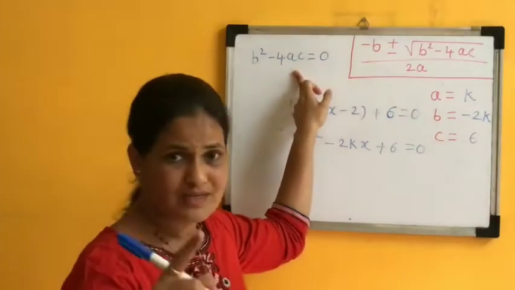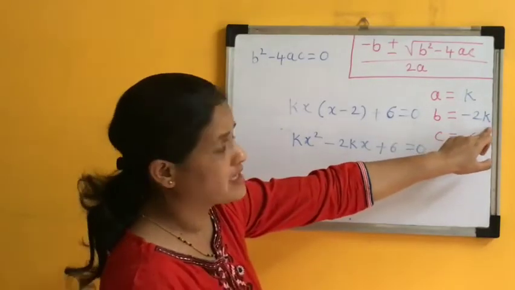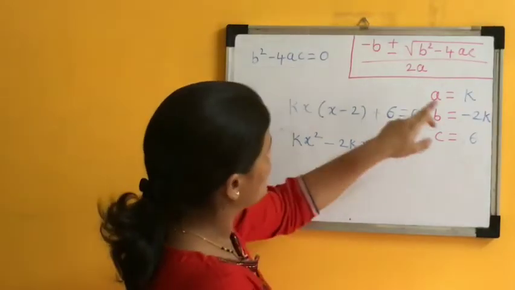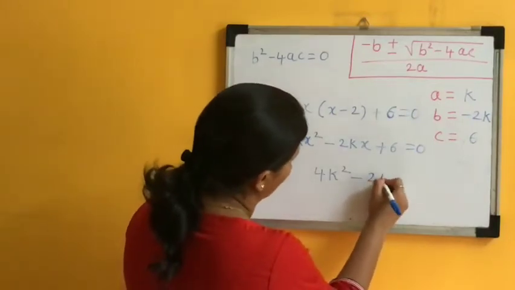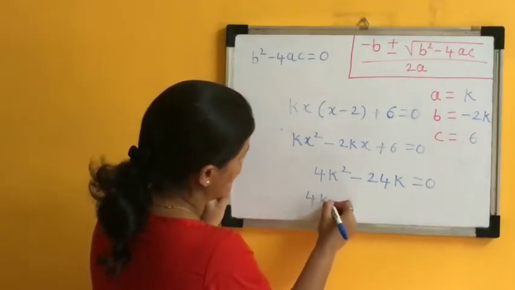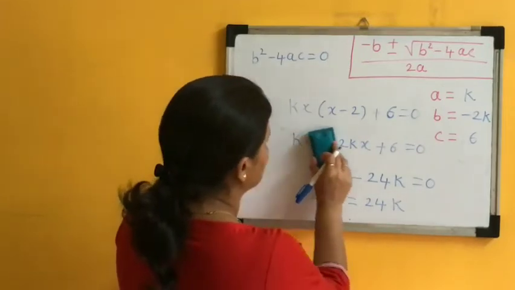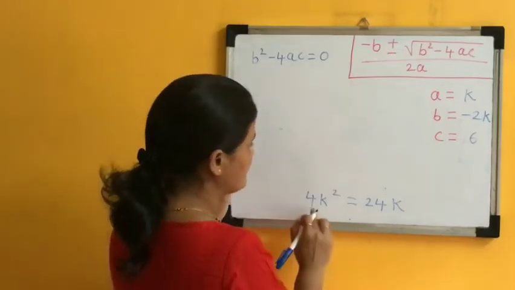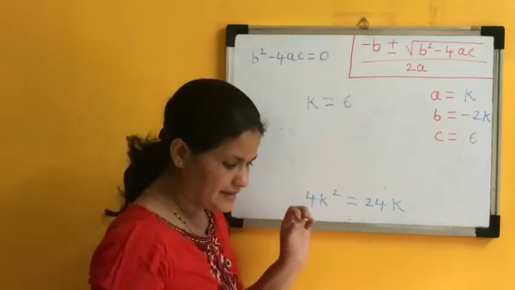So let's put these values in. B square minus 4ac equals to 0. B square is minus 2k का square है 4k square. And 4ac is what? 4 6 are 24. 24k. So 4k square minus 24k equals to 0. That means what, friends? 4k square equals to 24k. Now let's divide both sides by, yes, you are right, both sides by 4k. So you will get k equals to 6, and that is the answer.